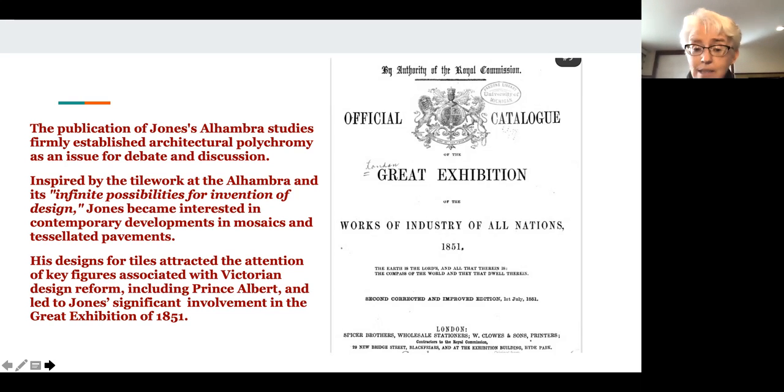So his designs did attract the attention of, as I said, Prince Albert, who invited him to get involved in the development, the building of what would be the Crystal Palace, that was going to be erected in Hyde Park for the Great Exhibition of 1851. And here we see the front page of the official catalogue. You know, the exhibition of works of industry of all nations. So let's dig into that.